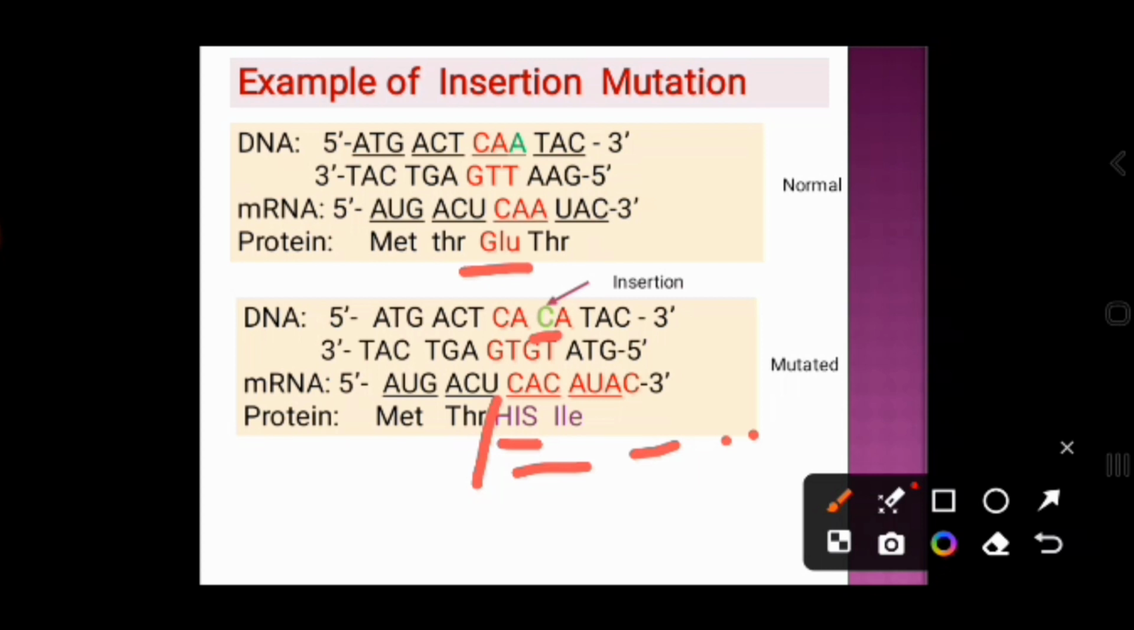The third amino acid in the normal version is glutamine, whereas in the mutated version the third one is histidine. The fourth one here is threonine, whereas the fourth amino acid in the mutated version is isoleucine. So after that the entire reading frame is changed due to the insertion of this cytosine. So this is an insertion mutation, as there is insertion of a cytosine nucleotide.